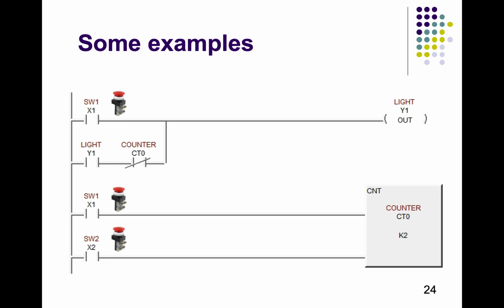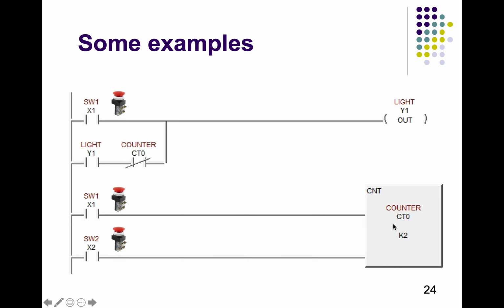So here it shows how we can do a counter in a program. Here x1 is a switch, and whenever we press this switch it is going to turn on the light. Then the light is getting latched through the OR loop, and we are making CT0 the variable that can unlatch the light.